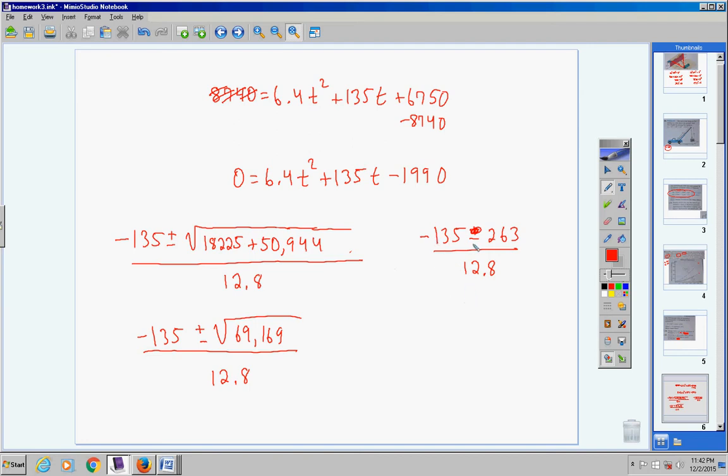So if I take negative and negative, that gives me a negative number up top, divided by 12.8, because it's going to be a negative answer. I don't want that. So I'm not going to use the negative sign. But I am going to use the positive sign. Negative 135 plus 263 is going to give me 128. So 128 over 12.8. So 128 divided by 12.8 will give me 10 exactly.